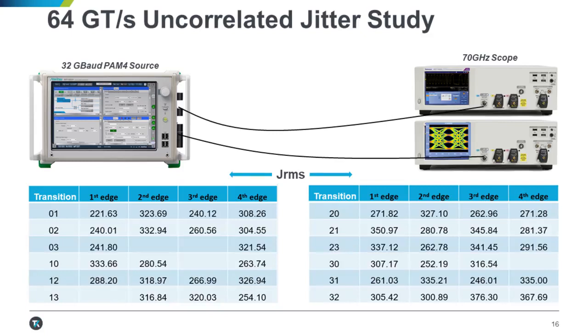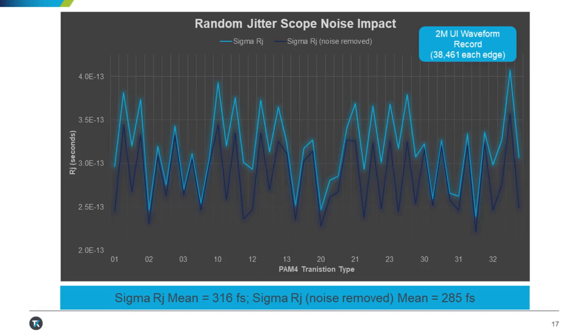This shows some of the data here. This was very early on when we were still focused a little bit on JRMS. I'm going to jump to the next slide. I think this one's a little bit more interesting. This is now the random jitter with the impact of scope noise removal, right? The light blue curve is before we've done the compensation for the noise, and the darker blue is after. So you can see the impact.